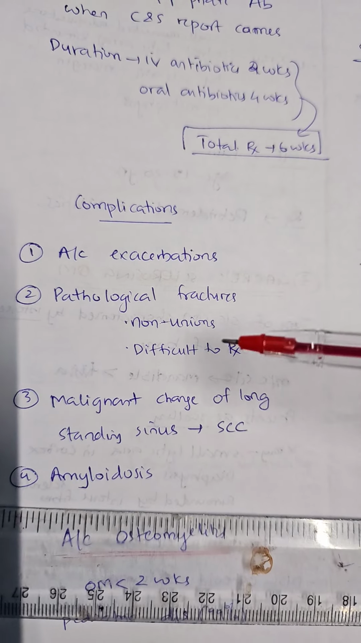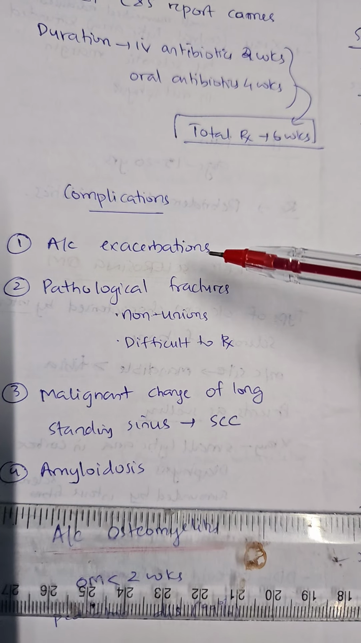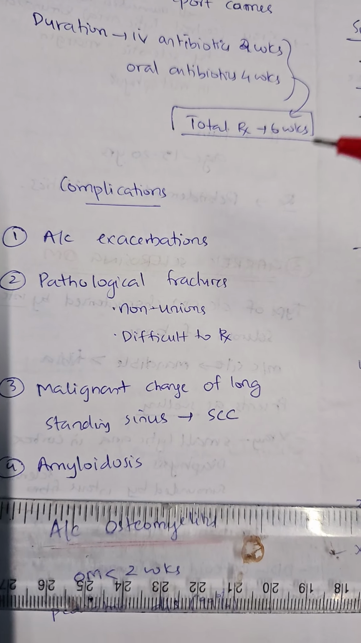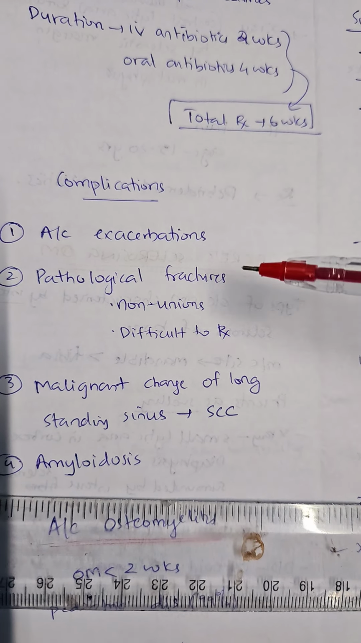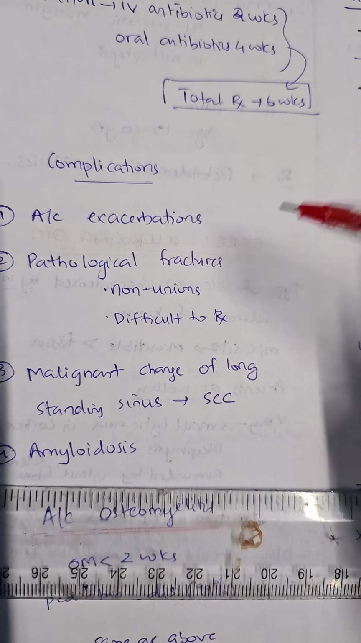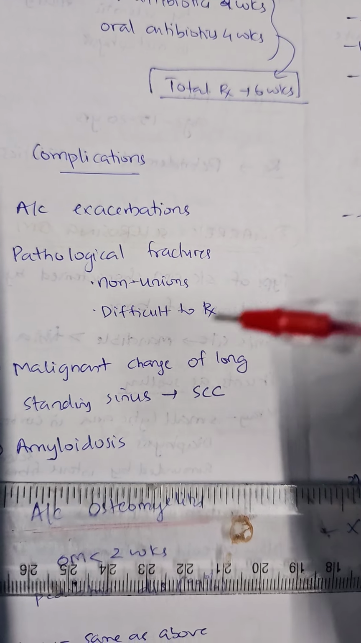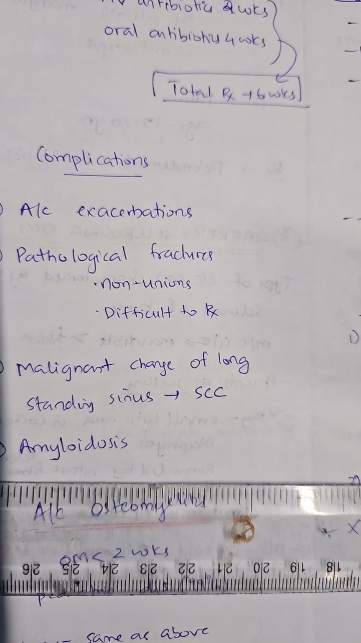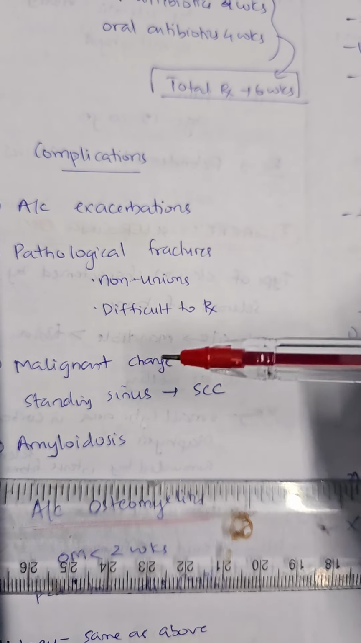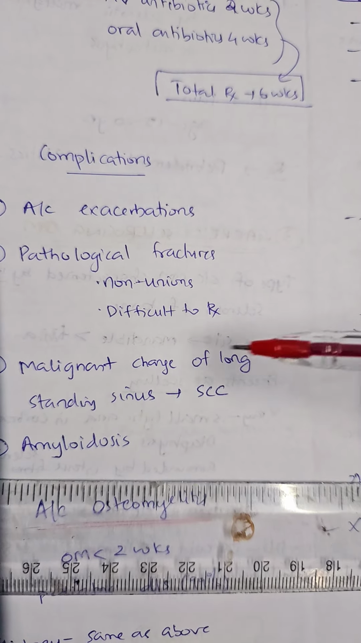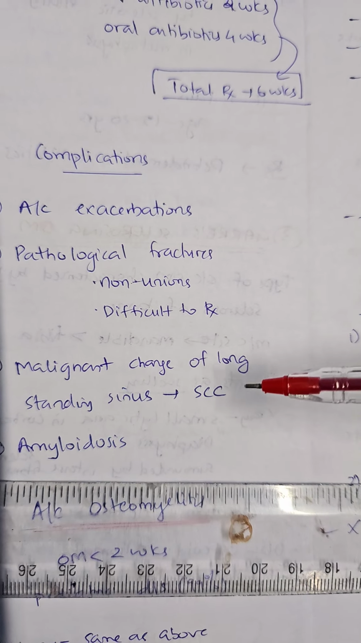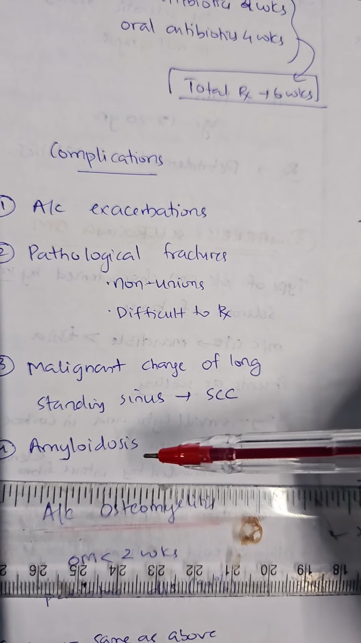Now complications. There can be acute exacerbations, that is, acute on chronic osteomyelitis can occur. So the bone becomes very weak, so pathological fractures can occur, non-unions, and there will be difficulty in treatment of this infection. There can be malignant change of this long-standing sinus into squamous cell carcinoma, and there's also a risk for amyloidosis.